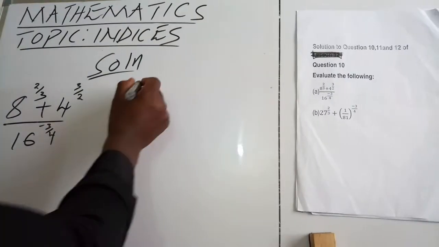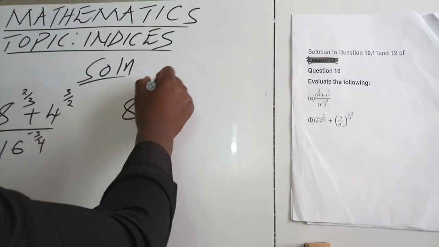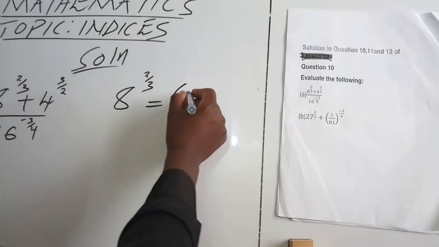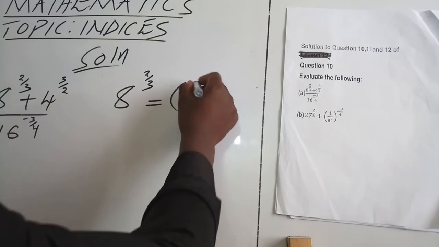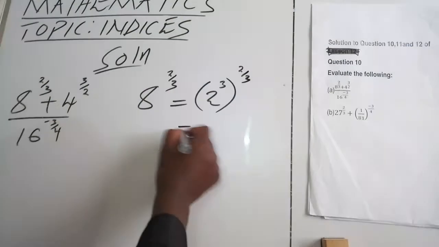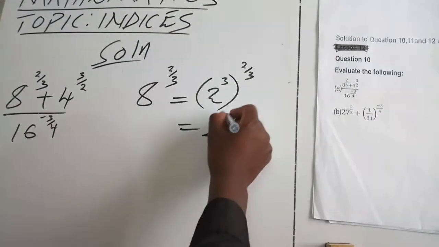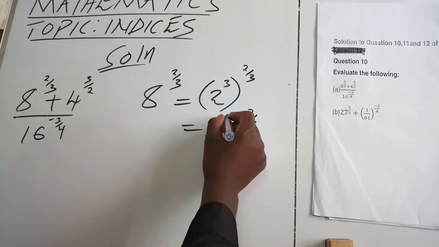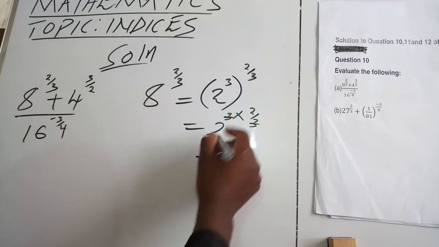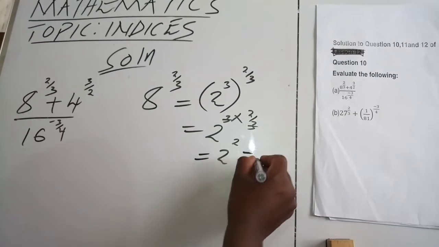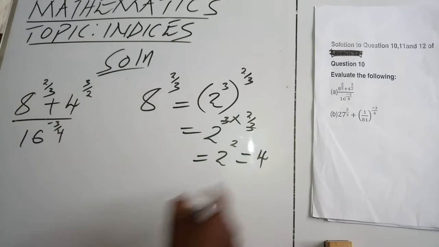8 power 2/3. So what's 8 power 2/3? This is same as what? 8 on its own is same as 2 power 3. Then we have power 2/3. This will give us what? 2 power 3 times 2 over 3. That and that will cancel. You'll be left with what? 2 power 2, which is equal to 4.